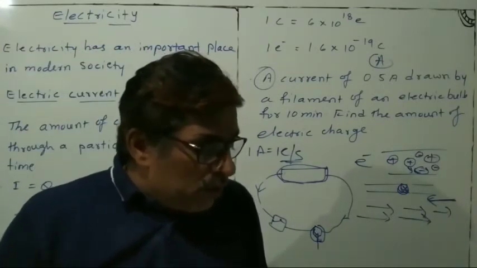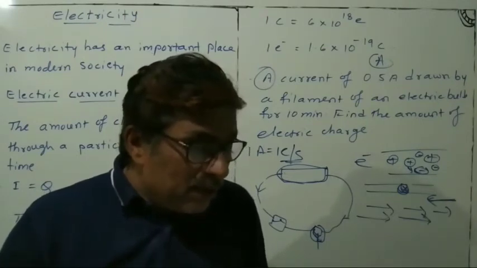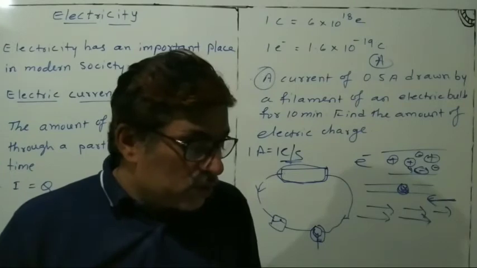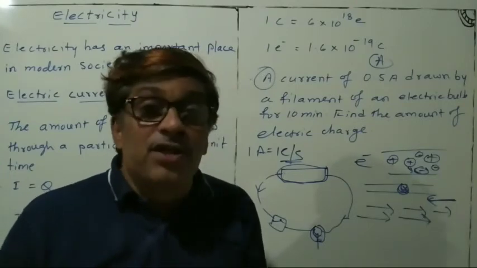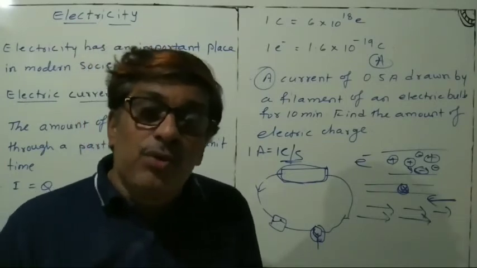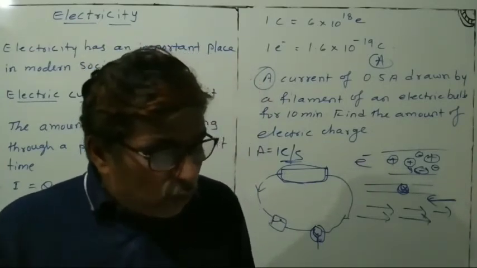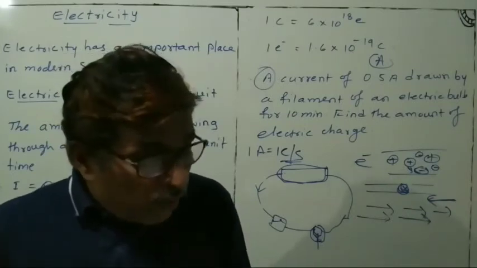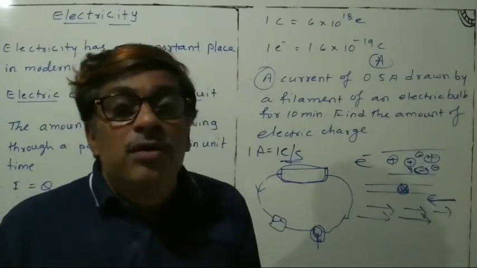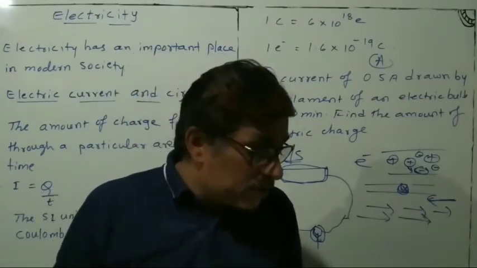Small quantities of current are expressed in milliamperes. 1 milliampere is equal to 10 raised to minus 3 ampere. Or microampere: 1 microampere is equal to 10 raised to minus 6 ampere. This is all you have to remember, dear students.